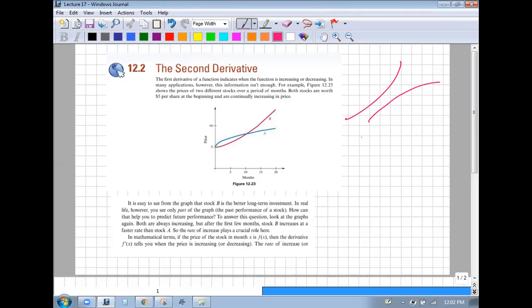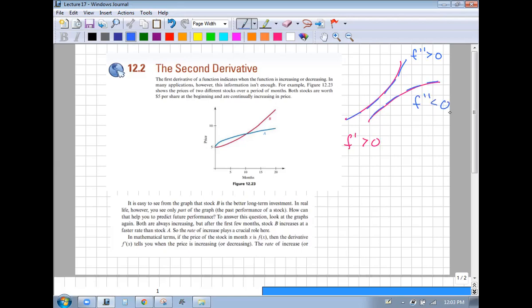The first derivative for both of these is positive, right? They're increasing. But the rate at which they're increasing is different, right? If you look at this one here, it's positive, more positive, even more positive, even more positive. What that means is the second derivative is positive, right? The rate of change of the rate of change is positive. This guy, the slope is positive, less positive, less positive, less positive, right? So here the second derivative is negative.